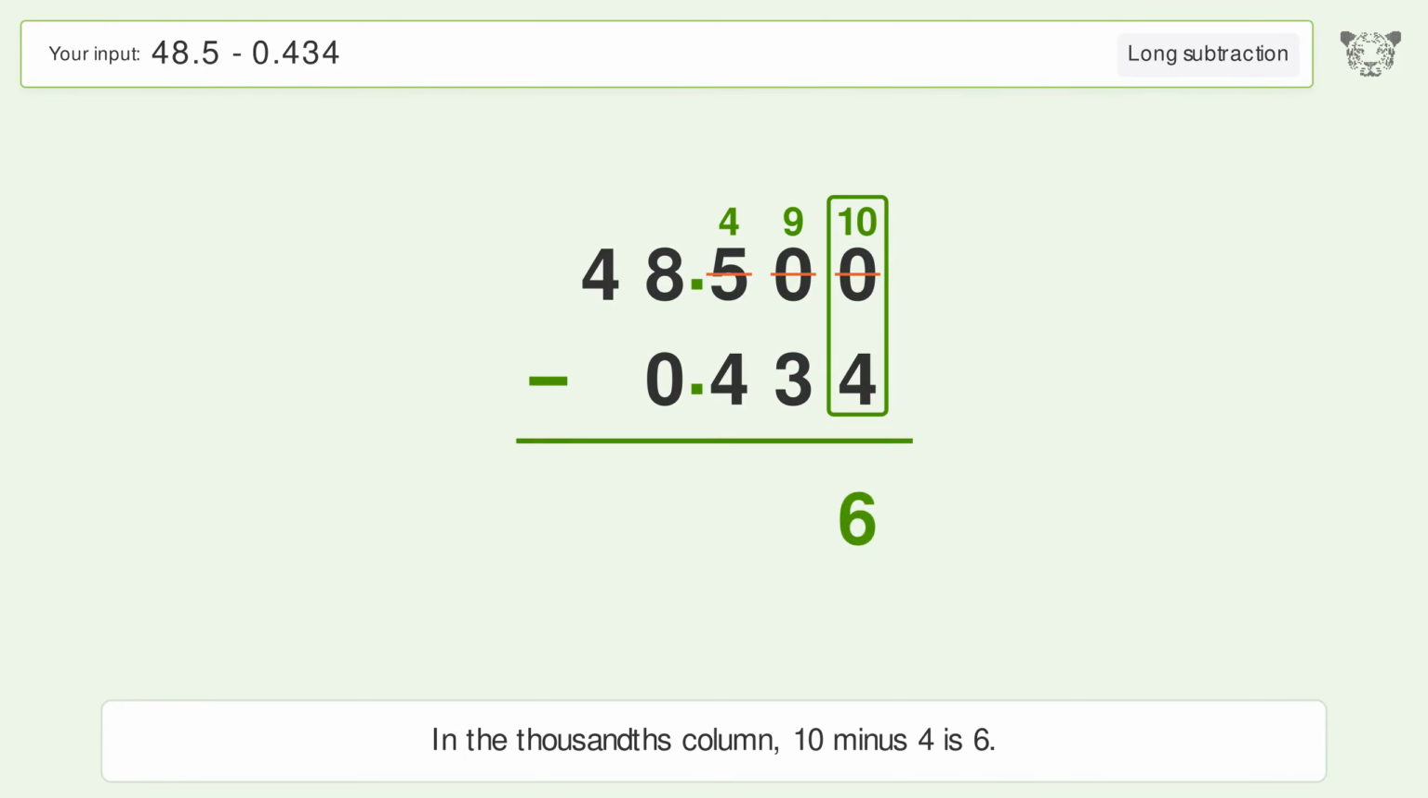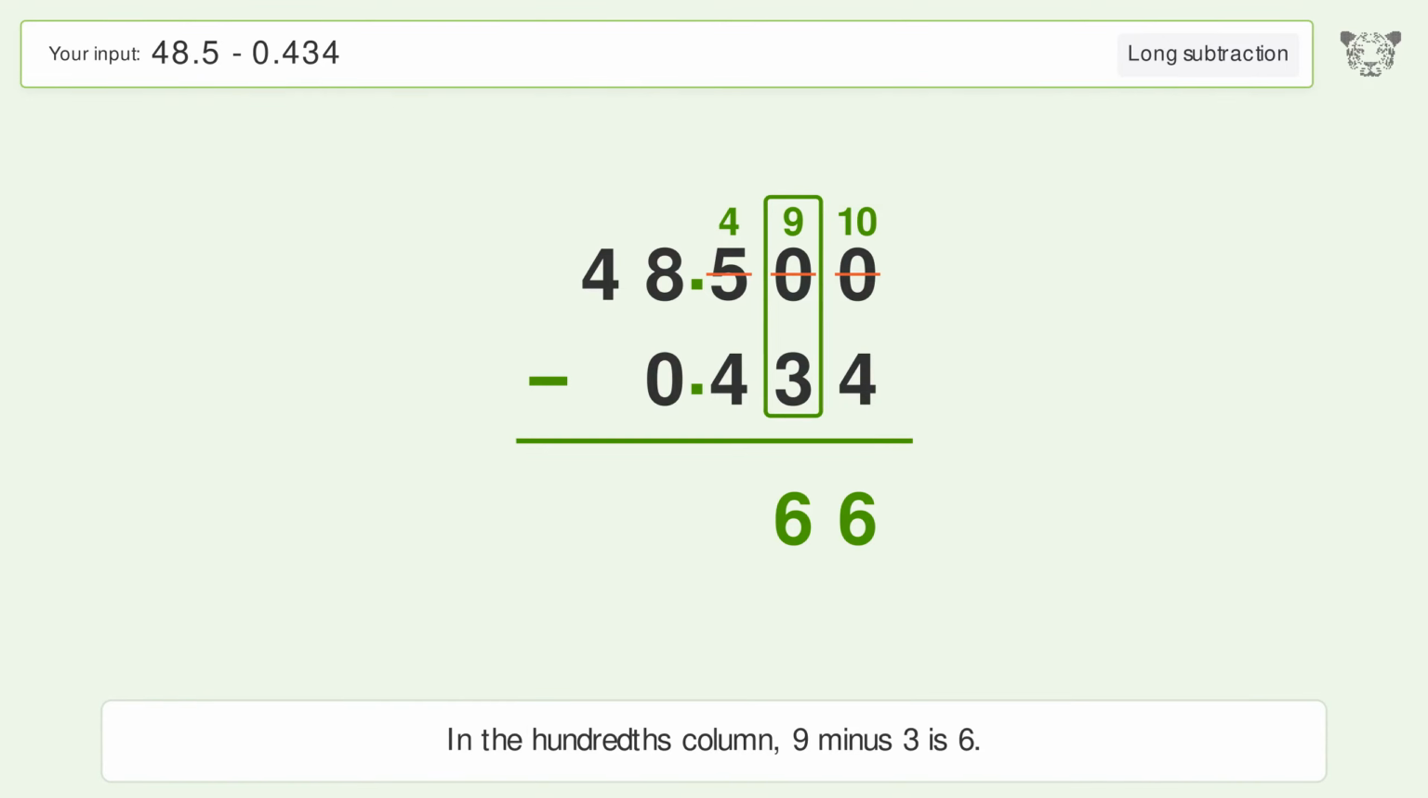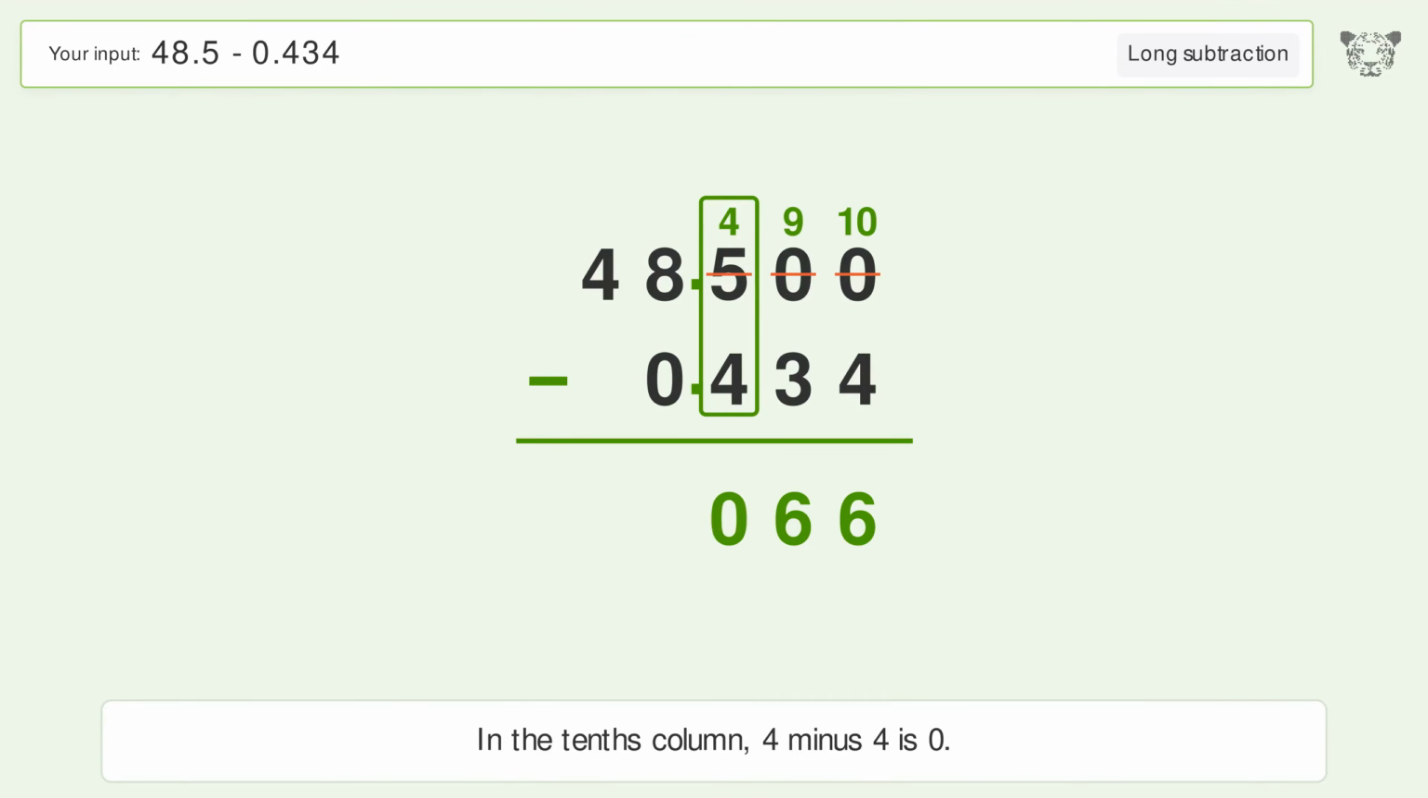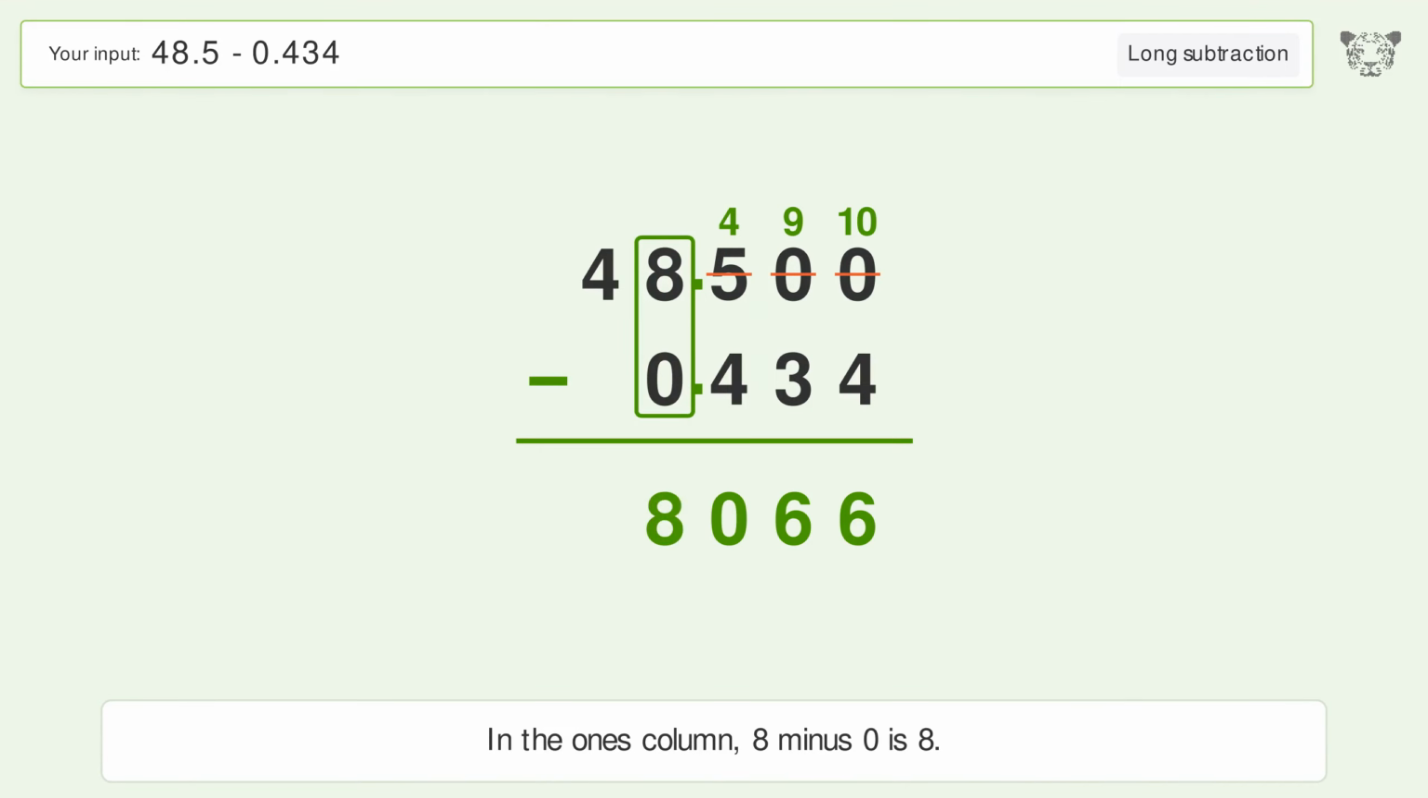In the thousandths column, 10 minus 4 is 6. In the hundredths column, 9 minus 3 is 6. In the tenths column, 4 minus 4 is 0. In the ones column, 8 minus 0 is 8.